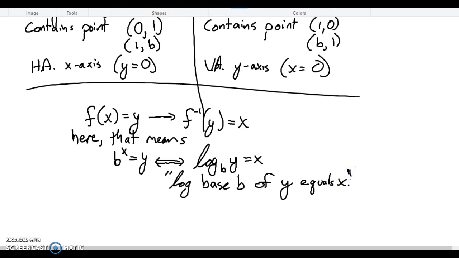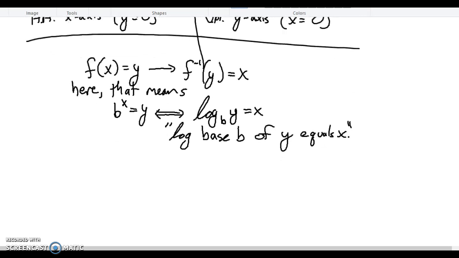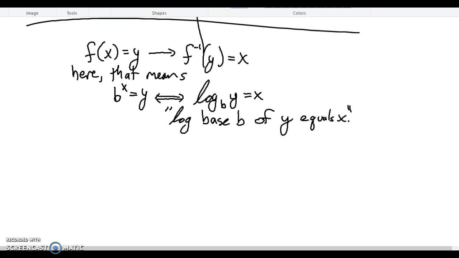And now notice I read that as log base b of y equals x. And that is important. Saying log b to the y or log of b to the y is actually something completely different. We will look at that a little bit later on. This is log base b of y equals x. Okay.